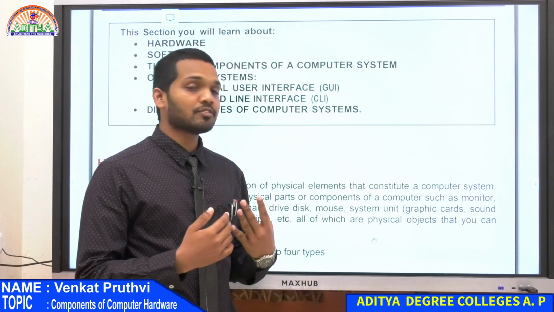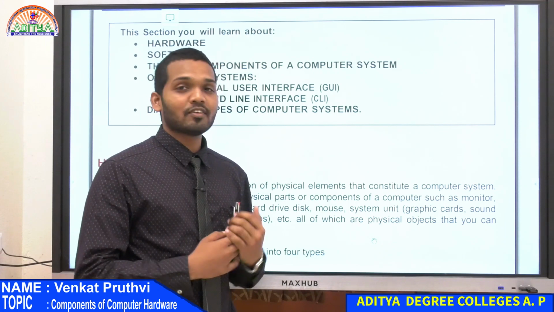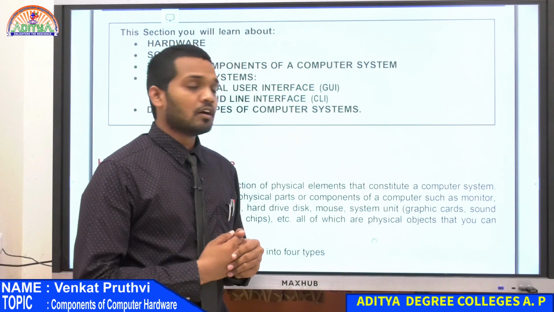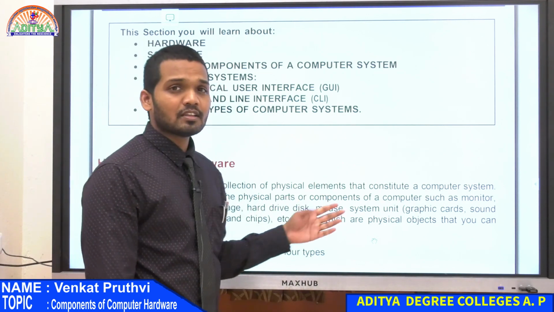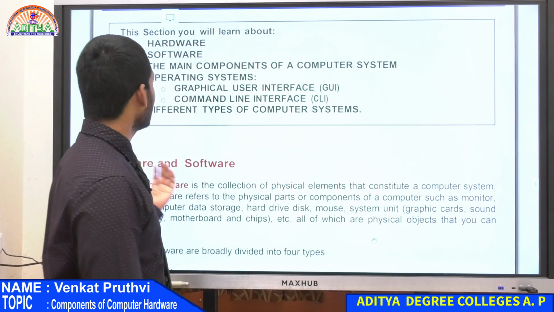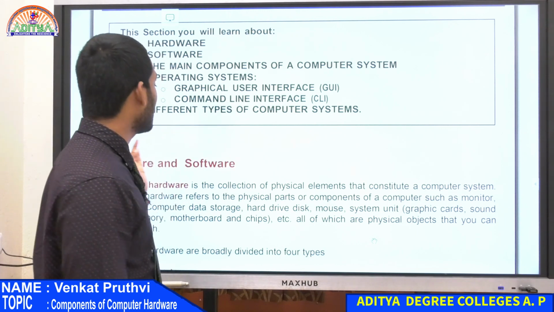In the morning session we were discussing the different types of output devices we have: the printers, monitors, and then the voice recognition systems. So after that, the second part in your hardware components is that in the third unit we have to discuss hardware components. We all know the difference between hardware and software.